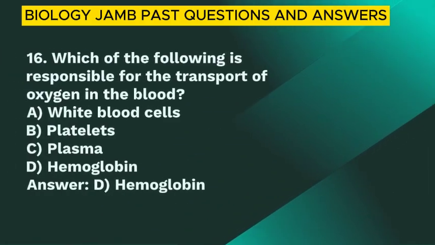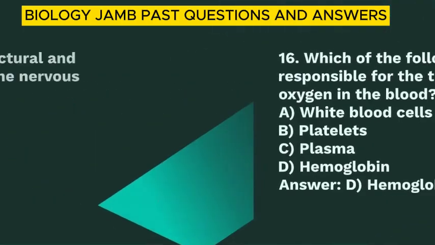Question number 16. Which of the following is responsible for the transport of oxygen in the blood? A. White blood cells, B. Platelets, C. Plasma, D. Hemoglobin. The answer is D, which is hemoglobin.